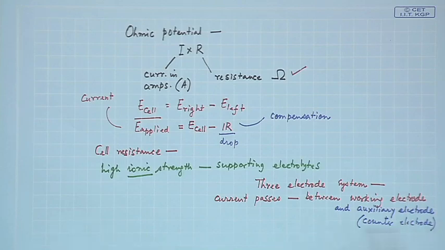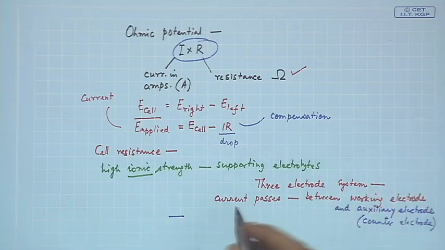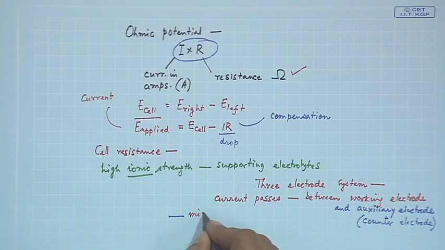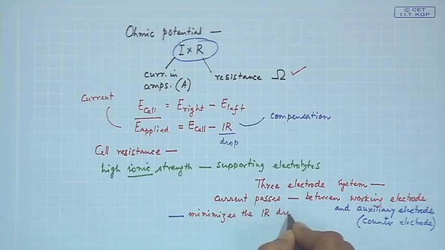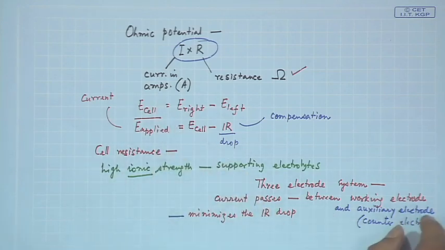That means your reference electrode is not hampered much, since the current is not passing through the reference electrode. One technique is maintaining high ionic strength, and also introducing the auxiliary electrode, which is a counter electrode, which again minimizes your IR drop. So, that gives us an important idea of what these ohmic potentials are and how this potential can be compensated.